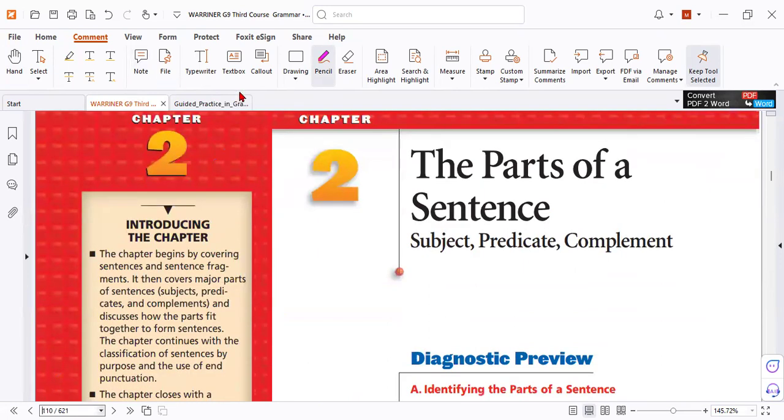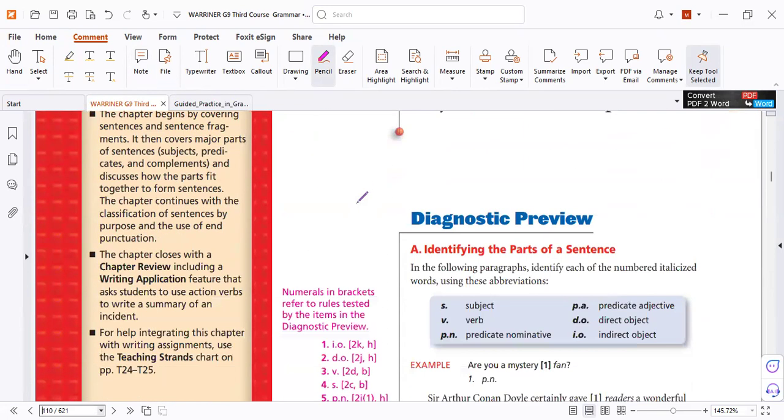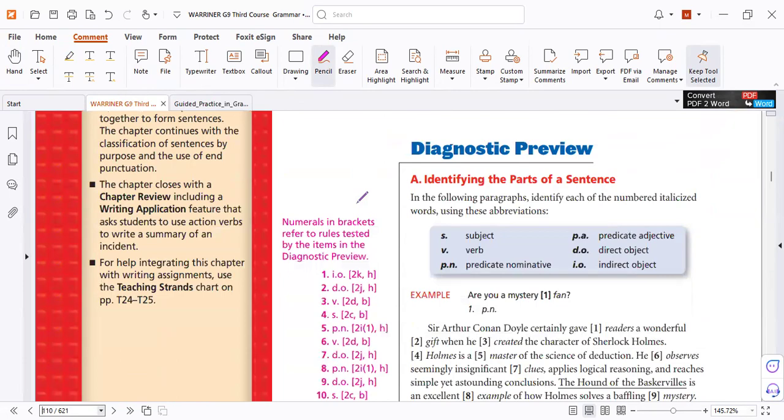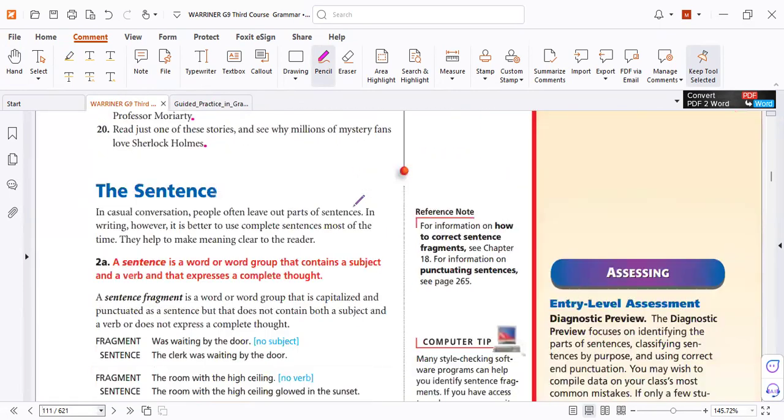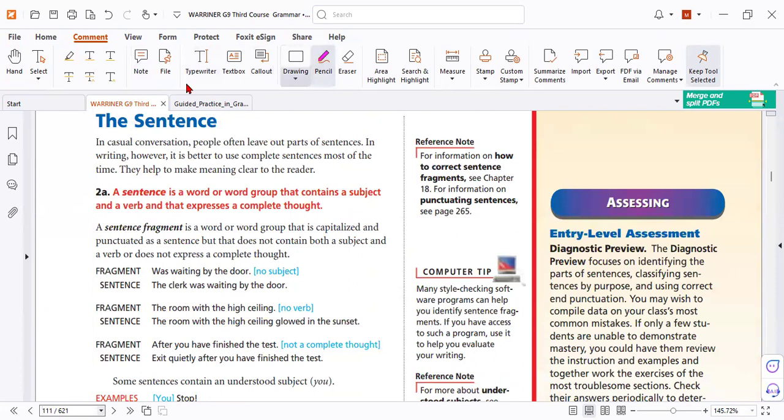Okay. So the parts of a sentence. This is a diagnostic preview test. Let's skip it now. Now, as you know, Shaban, the sentence consists of subject, verb, complements. We need who did the action and what is the action, and do we have complete meaning or not.